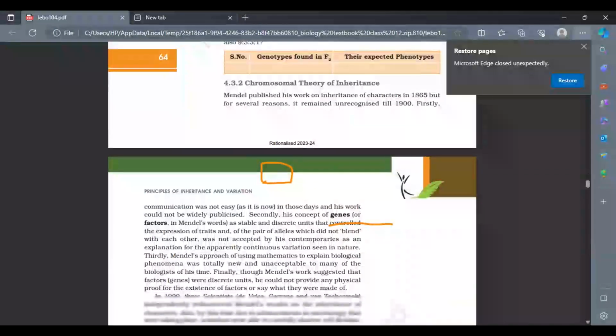Okay, fine. Now let us come to the next concept, which talks about chromosomal inheritance. What is this chromosomal inheritance?